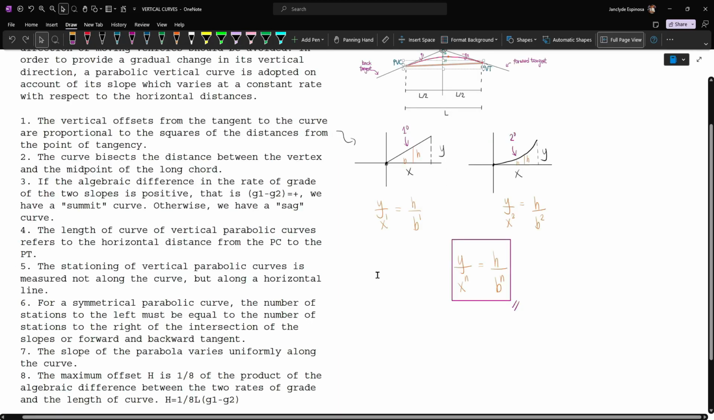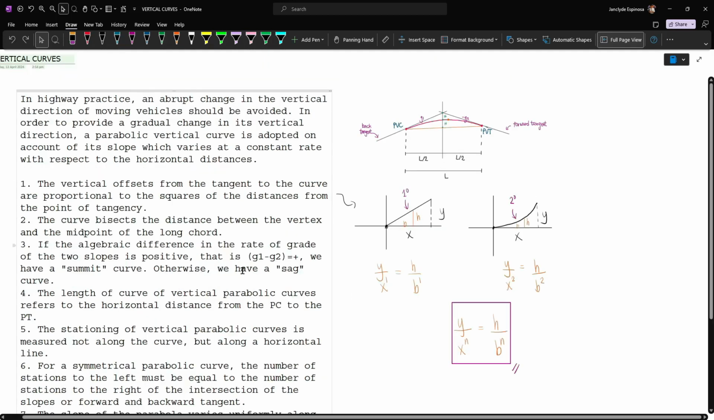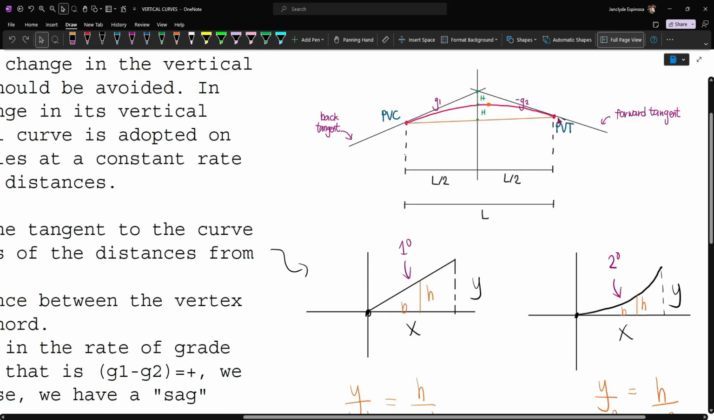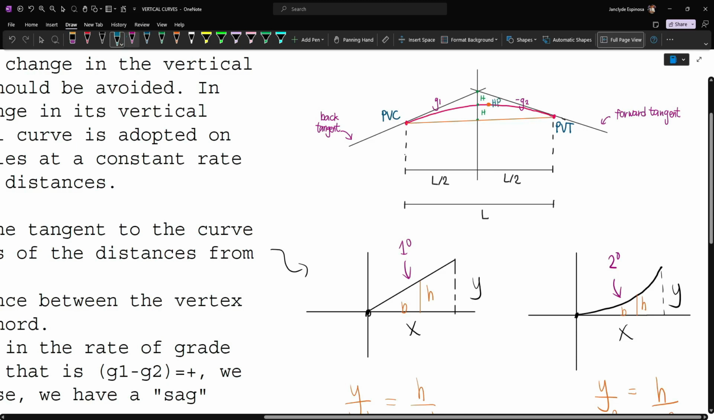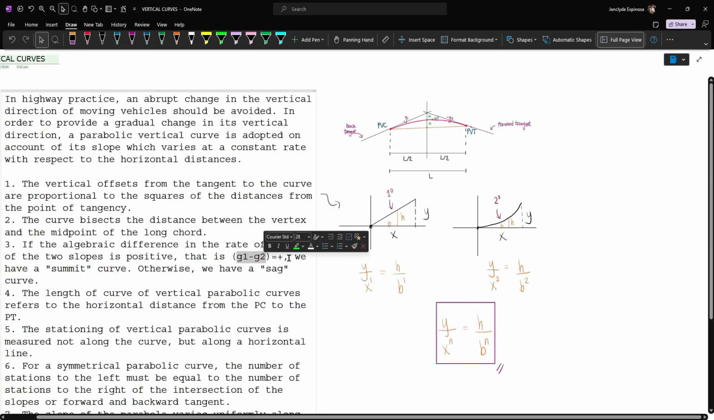Now, next, if the algebraic difference in the rate of grade of the two slopes is positive, that is g1 minus g2 equals positive, we have a summit curve. Now, a summit curve takes the form of this figure because this is our curve, it concaves downward, and then we have a highest point, which we'll label as, let's say, HP for the highest point. Now, this is when g1 minus g2 is positive.